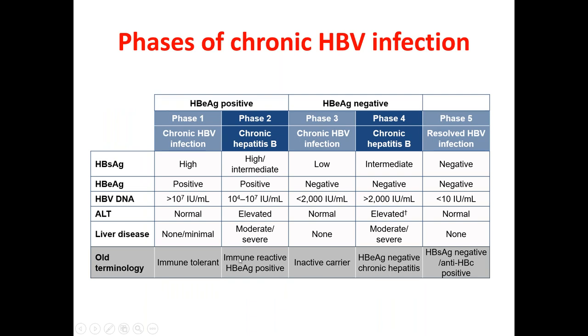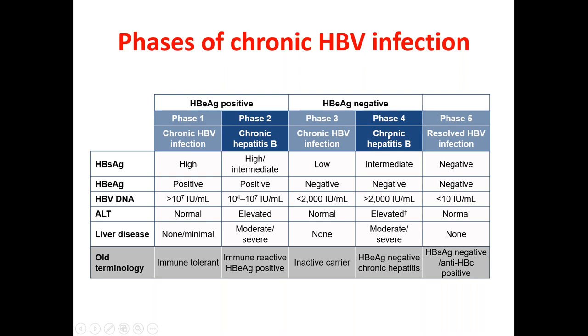This phase was previously called immune reactive, which will be HBeAg positive. The third phase is chronic HBV infection. Indeed, this is the phase in which the virus gets quiescent, the DNA level will be lower than normal, and E antigen will be negative. Previously, this was called the inactive carrier phase.